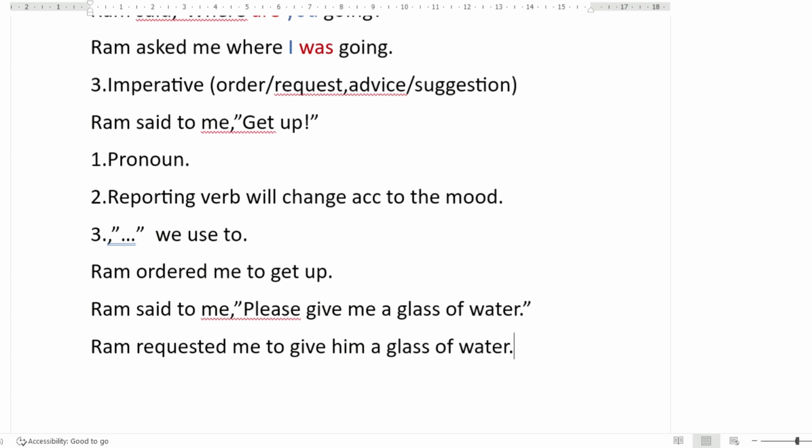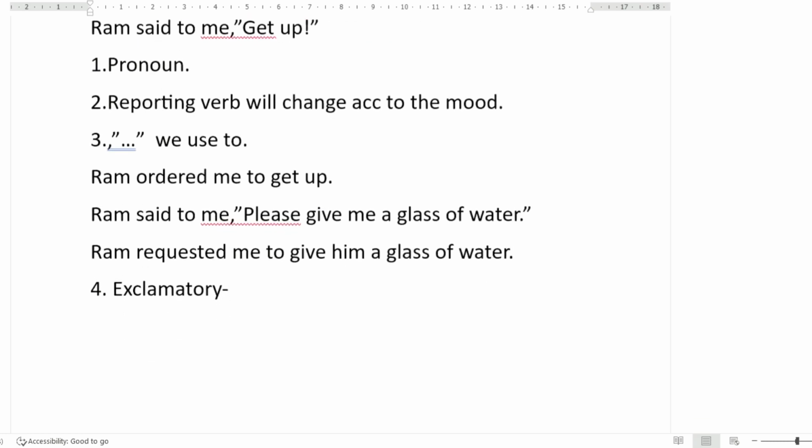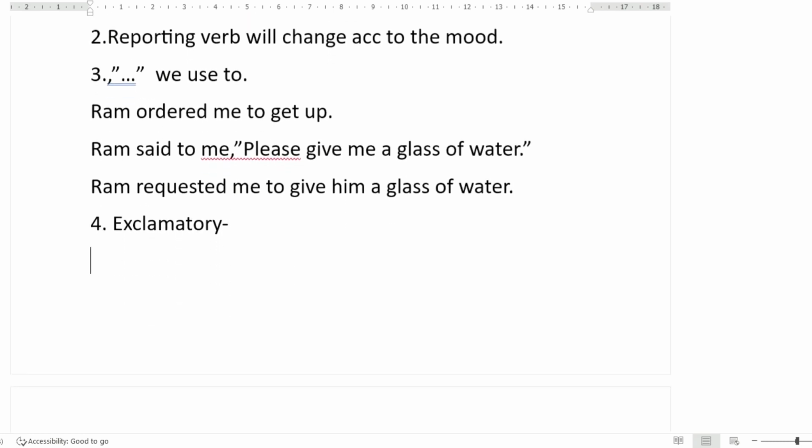Now as we saw, tense is not changing. Pronoun is changing. The verb is changing according to the mood of the speaker. And to remove the comma and inverted commas, we use to. Now the fourth type of sentence is the exclamatory sentence. These sentences are used to show some kind of feeling or sudden surprise. For example: She said to me, wow, what a pretty dress.